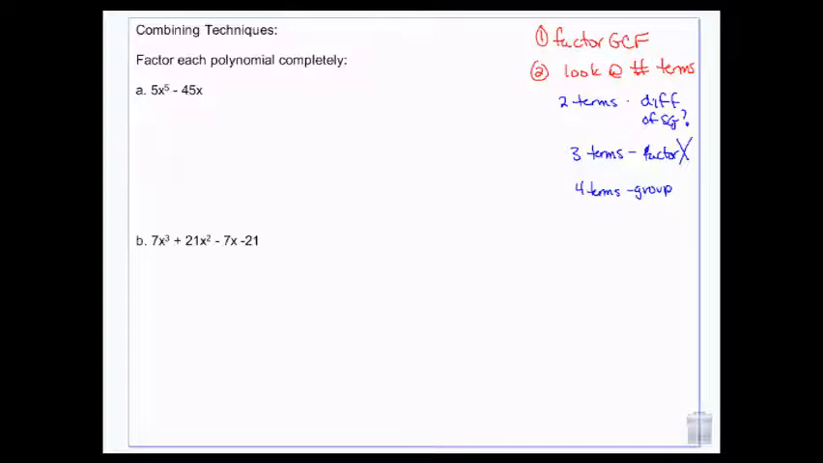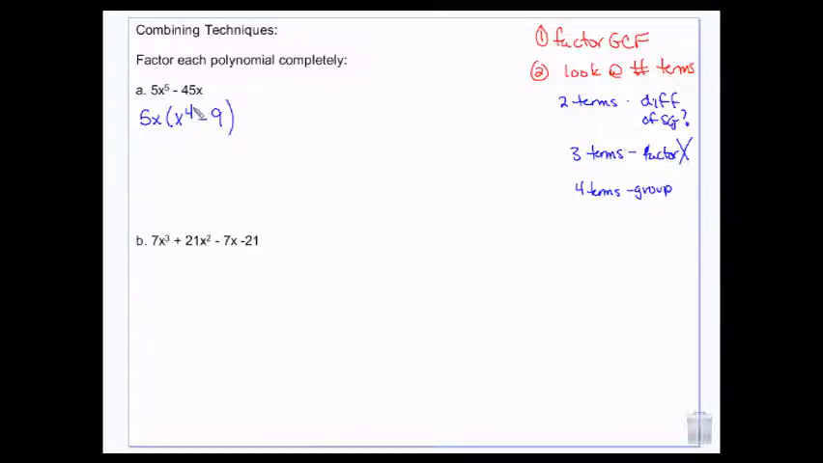Okay. So 5 and 45, x to the 5th and x. These both have a 5x in common. If I take 5x away from 5x to the 5th, the 5's cancel each other out. There were 5 x's, I have 4 left. 45 divided by 5 is 9, and I took the x away.